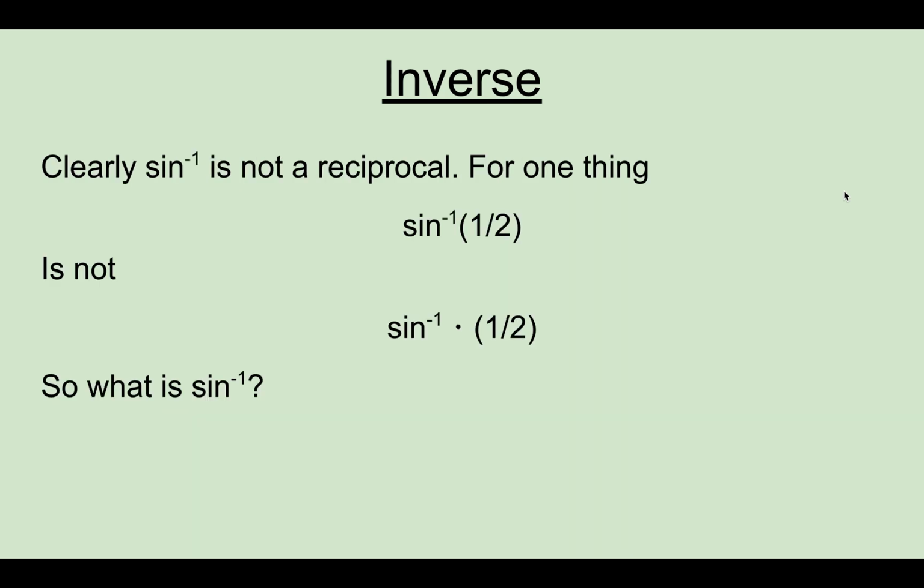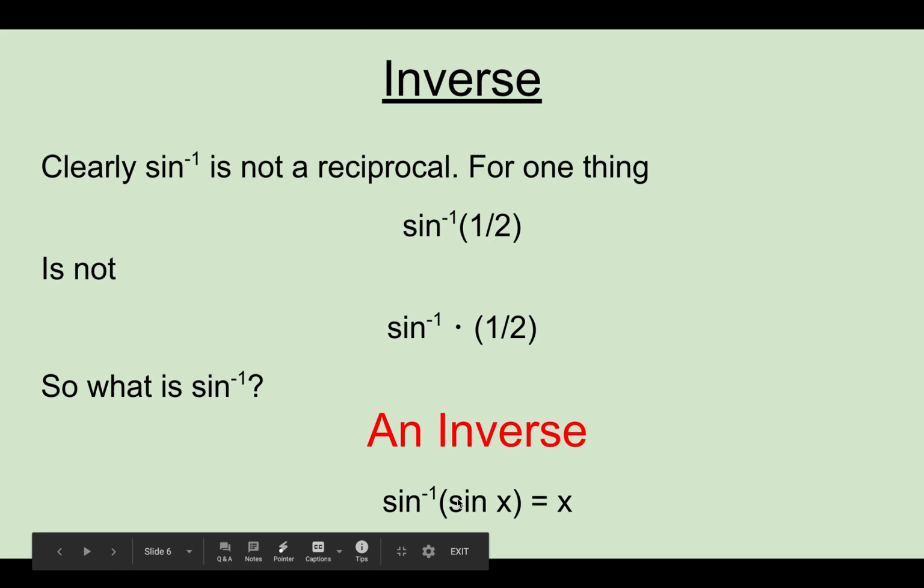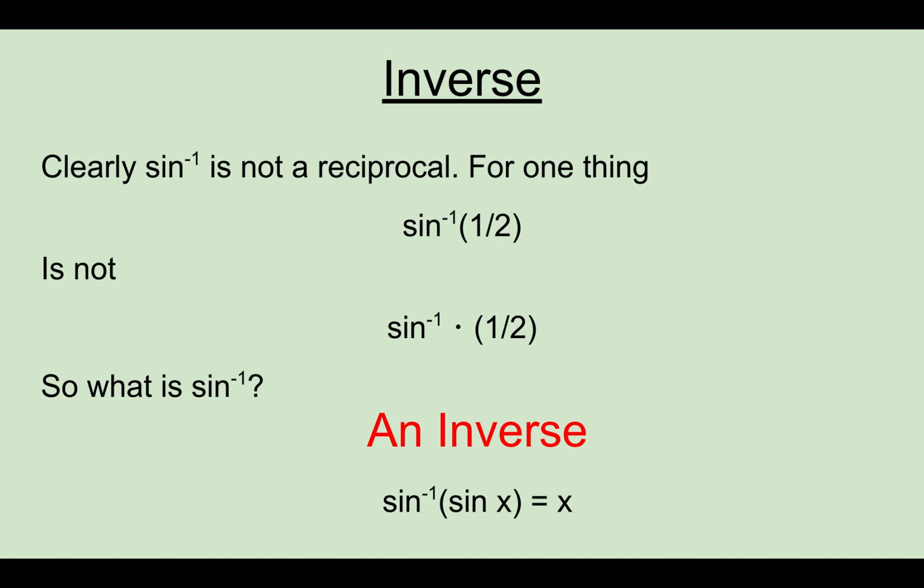So if sine to the negative 1 is not a reciprocal, what is it? It's an inverse. In fact, sine to the negative 1 of sine of x equals x. And none of this is multiplication. So it's the inverse sine, as we call it, because it's an inverse of sine of x. Now it gets weird, right? Sometimes the negative 1 as an exponent means reciprocal, and that's only in multiplication cases. The other times it means inverse, when it's not multiplication. So that's the take home here.